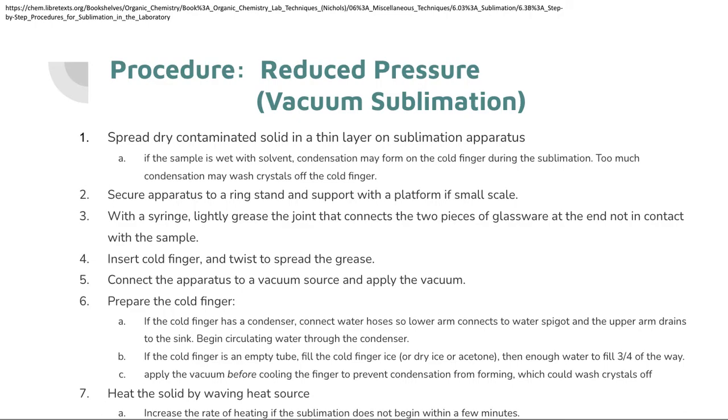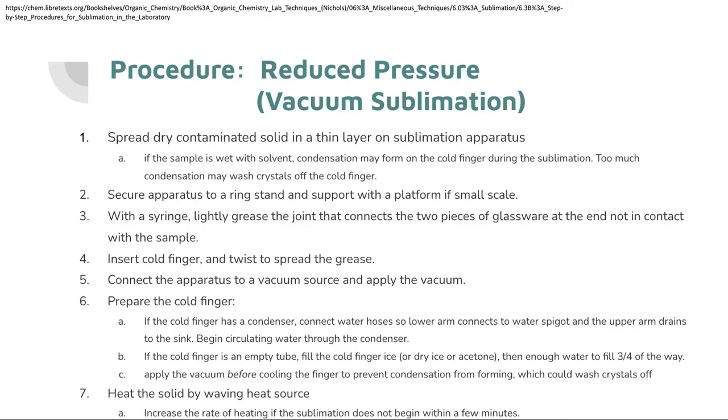Use thick-walled rubber tubing to connect the apparatus to a vacuum source, like a vacuum line or water aspirator, and then apply the vacuum. To prepare the cold finger, you may need to do one of a couple things. If the cold finger has a condenser, connect water hoses such that the lower arm connects to the water spigot and the upper arm drains to the sink, and then begin circulating the water through the condenser.